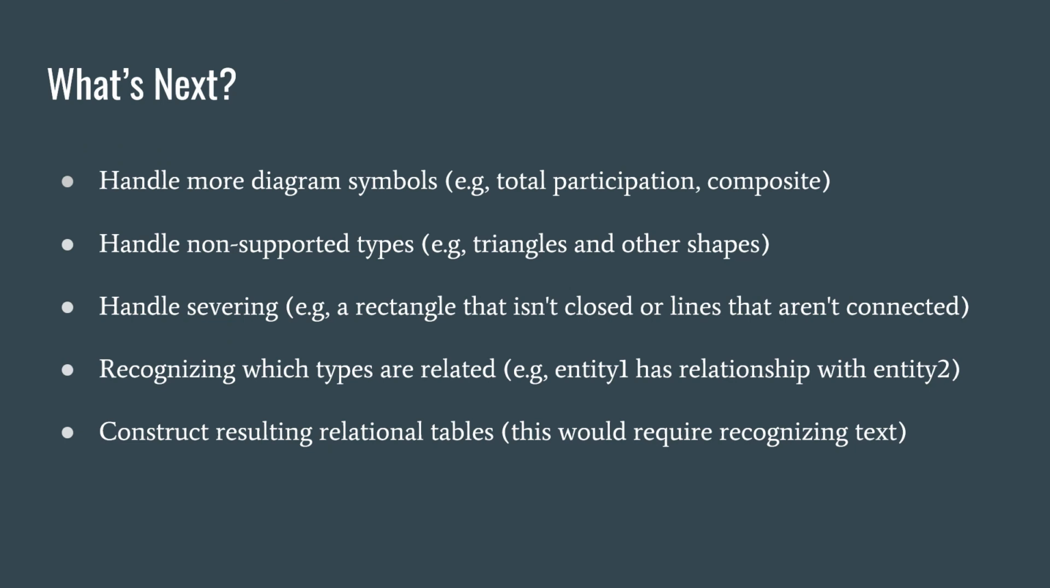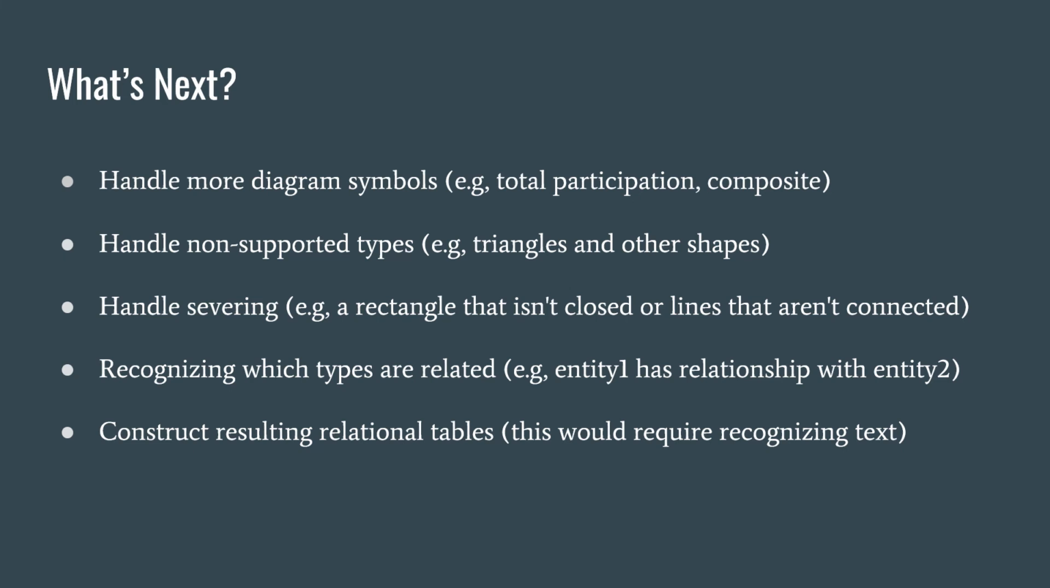So what's next? First of all, we want to be able to recognize more diagram symbols. For example, total participation and composite attributes. Recognizing total participation would also fix one of the issues mentioned on the previous slide, where currently total participation sometimes gets identified as an entity.